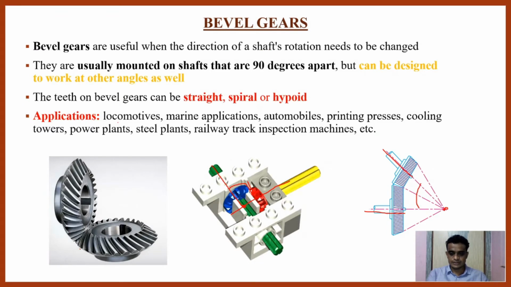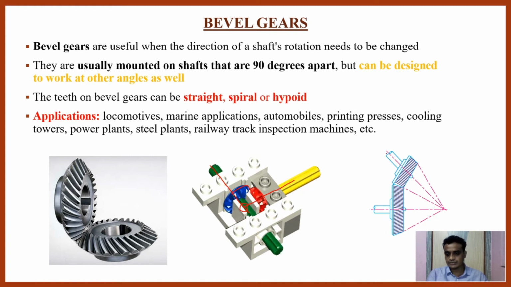These are the bevel gears. See here, you can concentrate on this: this is the axis of rotation of this shaft, this is the axis of rotation of the second shaft. These two shafts intersect at a common point. For such orientations, or to transmit the motion between such orientations, we need to use the bevel gears. In this case, this angle is 90 degrees.